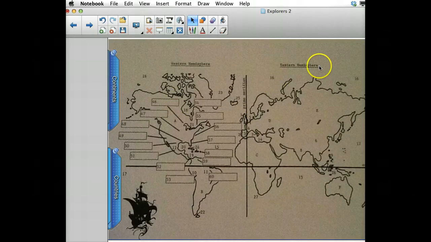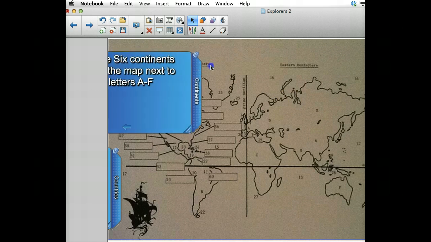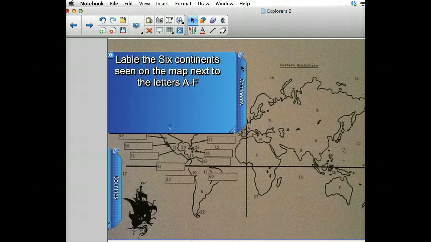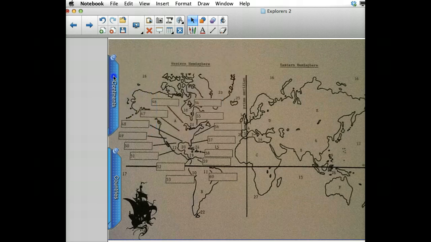So the map would be, the directions are on the sliders. So the students would slide this out. They'd also have these directions at their desk. Label the 6 continents seen on the map next to the letters A through F. So the students would find the letters on the map, and they already have basic knowledge of geography, so they know that A is North America. So they could grab the pen and write North America.